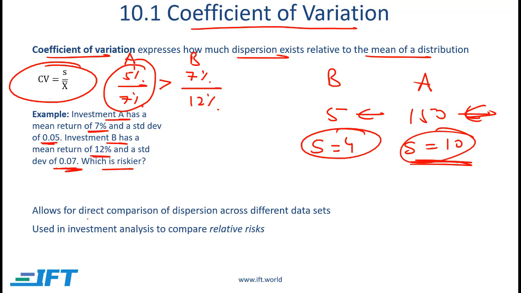This measure allows for direct comparison of dispersion across different data sets, and it is used in investment analysis to compare relative risk.